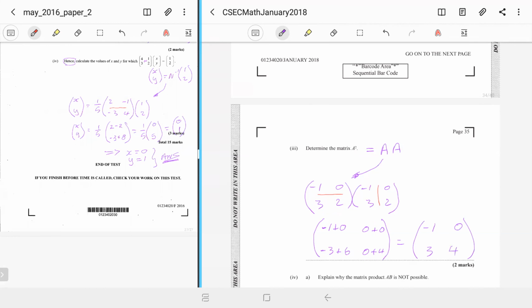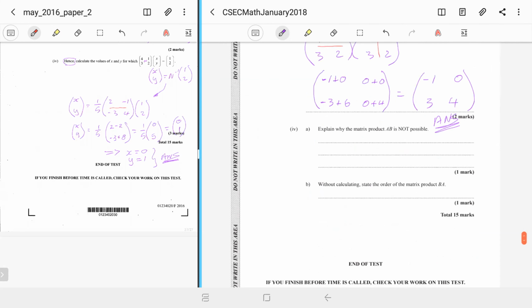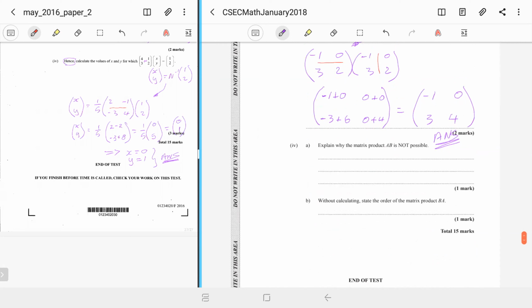Answer done. Another example for this now. Explain why the matrix product AB is not possible.